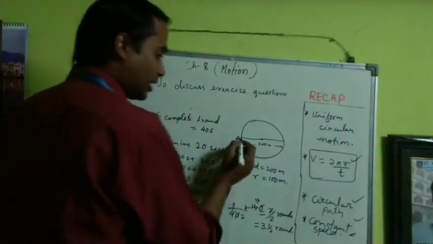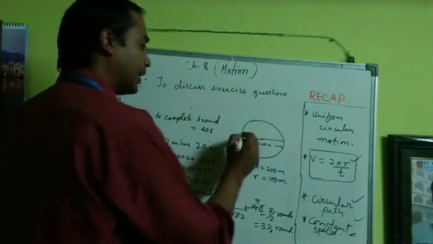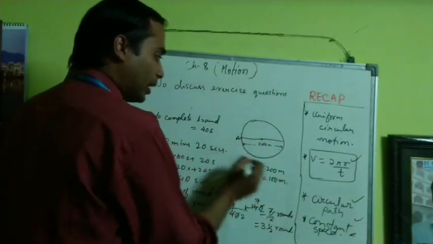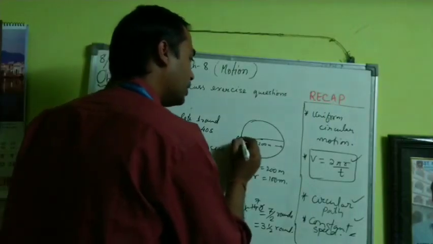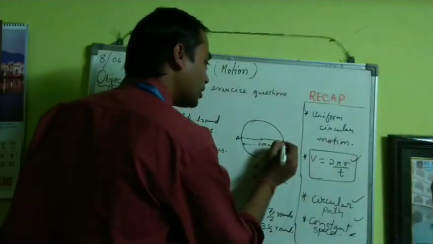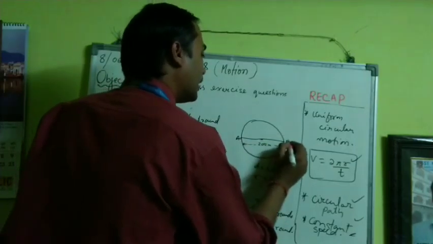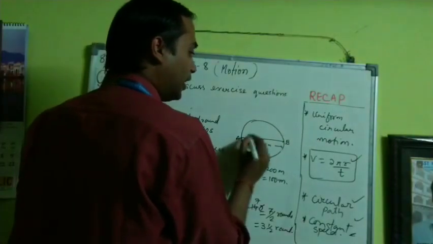If he starts from point A, then again coming to point A is 1 complete round. Again coming back to A, 2 rounds, again coming back to A, 3 rounds, plus another half round. Half of the circle is just the opposite end of this diameter. So the athlete will stop at point B, which is just opposite to point A.